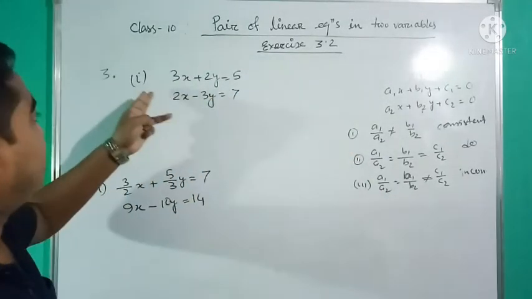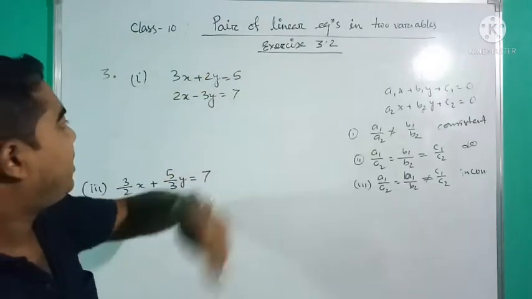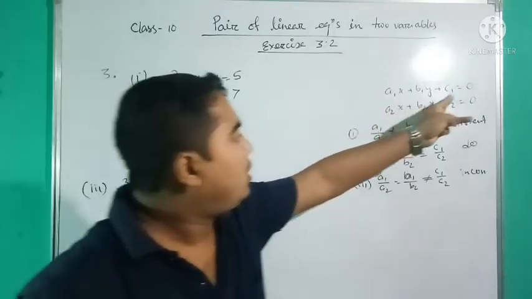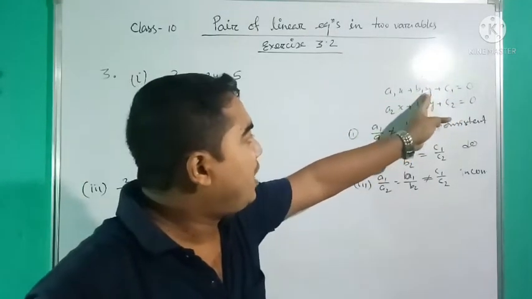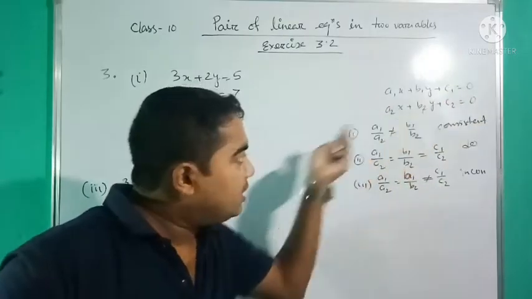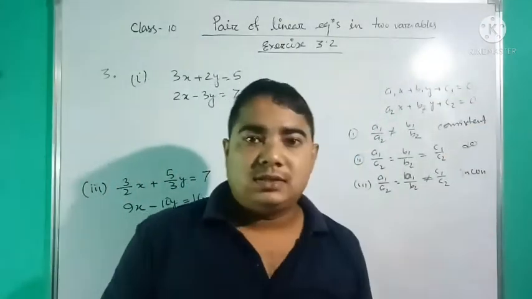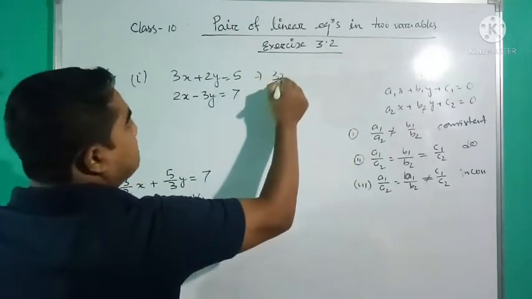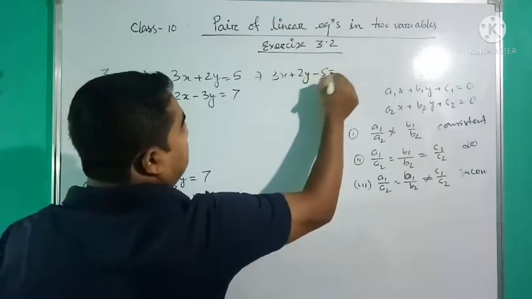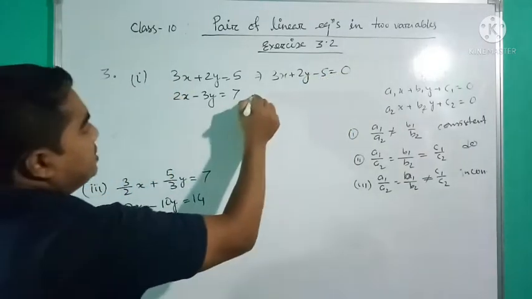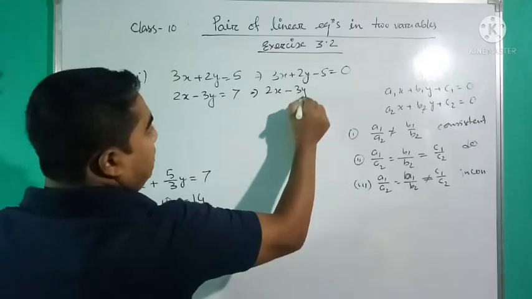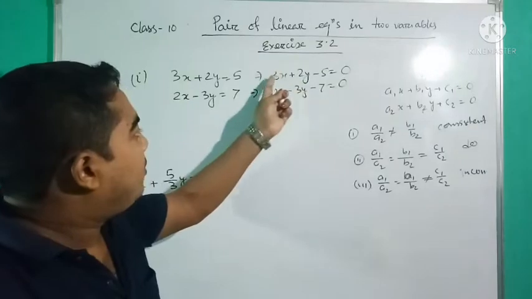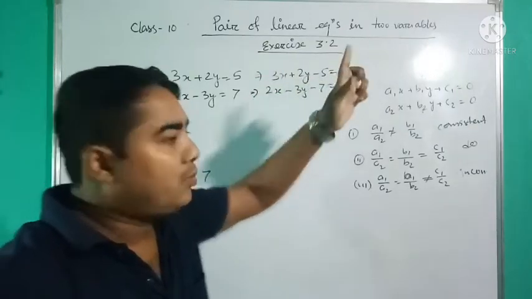Now question number 1: 3x plus 2y equals 5, and 2x minus 3y equals 7. See, in the general form, all terms, the x term, y term and constant term, are on the left side, and on the right side only 0. So make it in that format. 3x plus 2y, transfer 5 to the left side. And the second equation is 2x minus 3y minus 7 equals 0. Now they are in the form a1x plus b1y plus c1 equals 0.